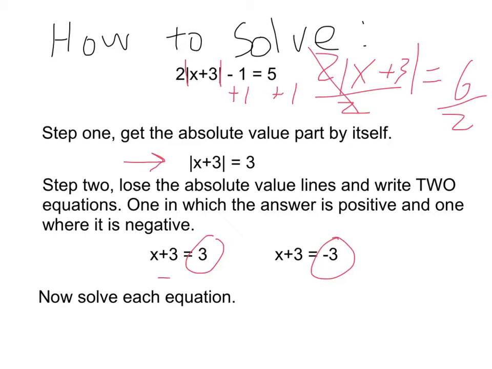So in this case, on the left-hand side, I'd have to subtract 3 from both sides. Well, 3 minus 3 is 0, so then on one hand, x equals 0 is one solution. I'm going to do the same thing on this other one, but now negative 3 minus 3 is negative 6. So x also equals negative 6. Notice that there are two answers to this because there were two equations.